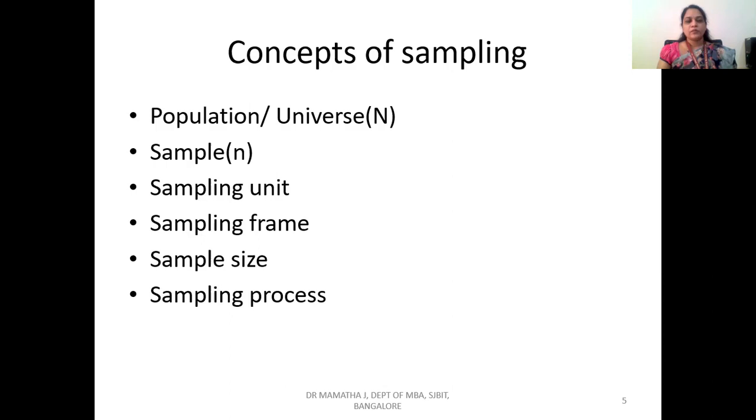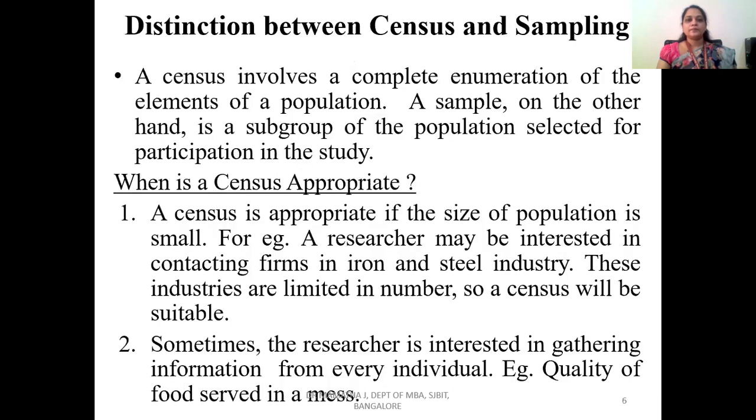Once you know how many to cover, how many to draw, you should decide on the techniques and methods, which we are going to discuss in the next week, in the next video. Then you start with the sampling process, that is selecting all these things and drawing the sample. The process involved is called the sampling process. So these are the concepts of sampling.